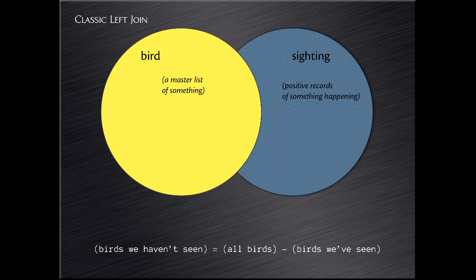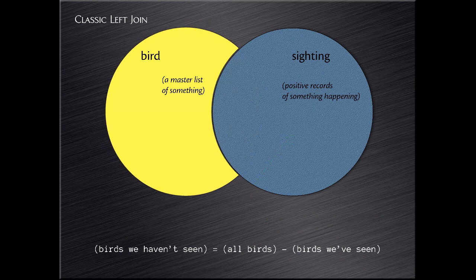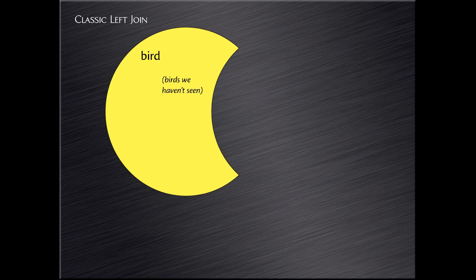So if you think about it as a little mathematical equation, what we're going to end up with on the left is the birds we haven't seen, because we're going to take all of the birds in the yellow and subtract all of the birds that we have seen. That's the whole sighting table right now. Okay, that's a clue. The whole sighting table. We subtract every bird in the sighting table. And what we're left with is a subset of the master list of birds that we haven't seen. And so we throw away the sighting table, and here we're left with birds we haven't seen.